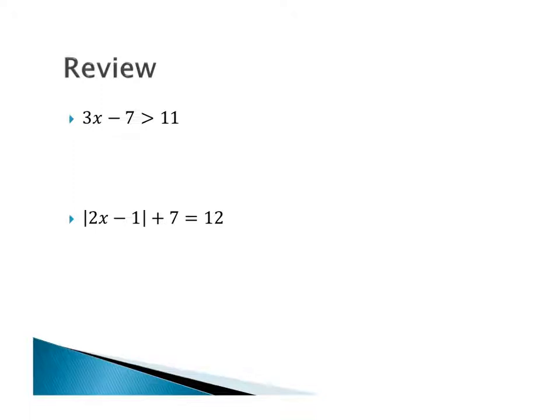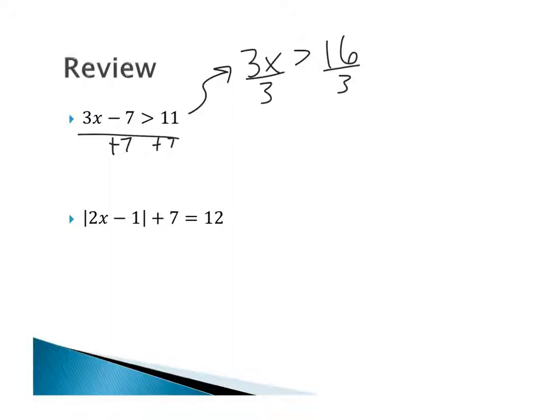Just to review, we've been solving things like this top equation since the beginning of this unit, and we realized that it's pretty much just like solving regular equations, although at the end, the way that we graph it on a number line is a little bit different. The very first thing I'm going to do is add 7 to the other side. I'm going to be left with 3x is greater than 11 plus 7, which is 16, and then I divide by 3, x is greater than, that doesn't go in evenly, but it's about 5 1/3.